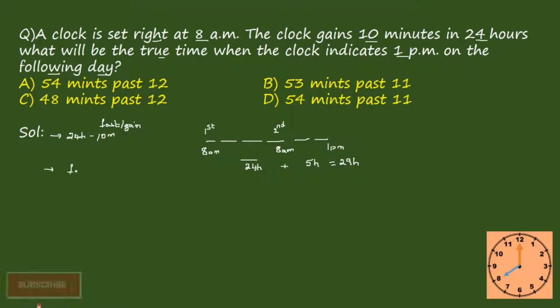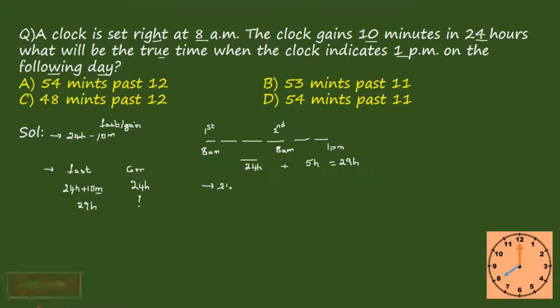Now what you do is find out which is the fast clock and which is the correct clock. Fast is nothing but for every 24 hours it will be increasing by 10 minutes, right? But the correct time will be showing only 24 hours. Here the fast clock is showing 29 hours. It is showing 29 hours. But the correct time would be how much? We have to find it out. See here, everything is in hours, only here there is a minute. So we'll be converting this one into hours.